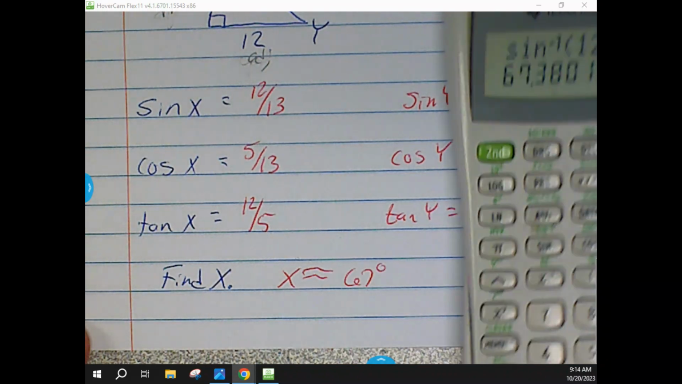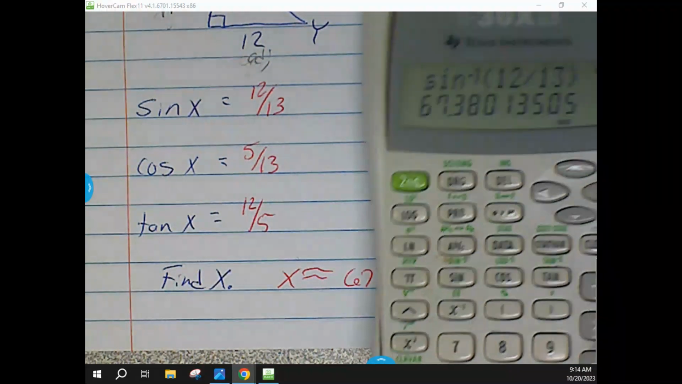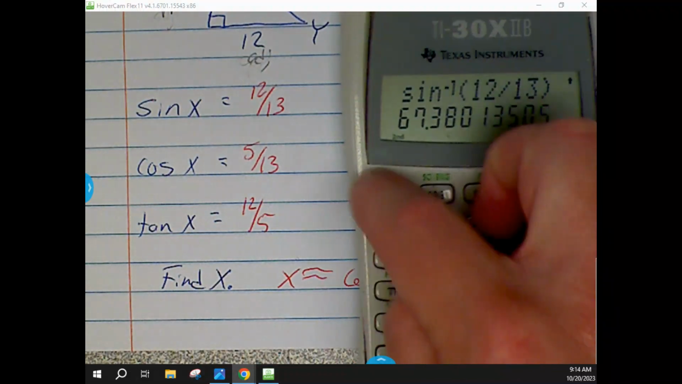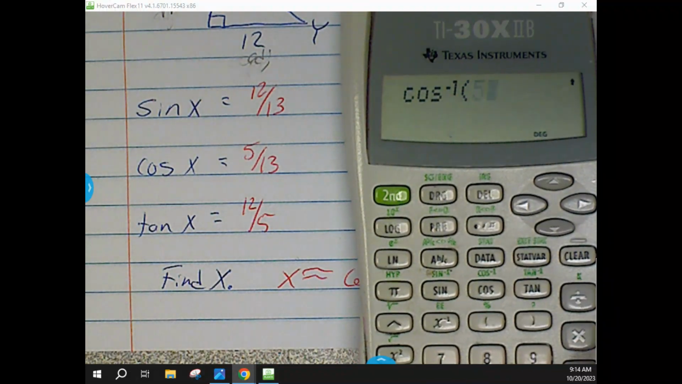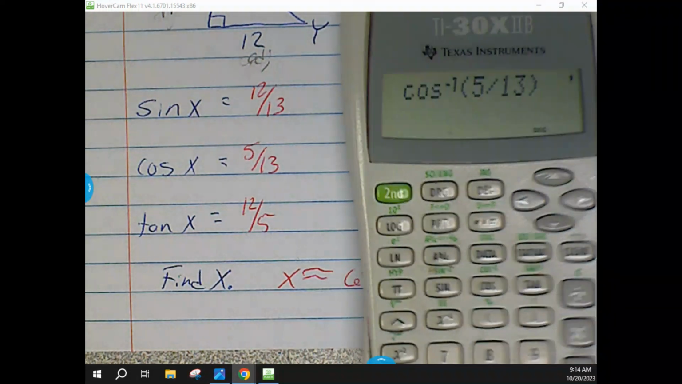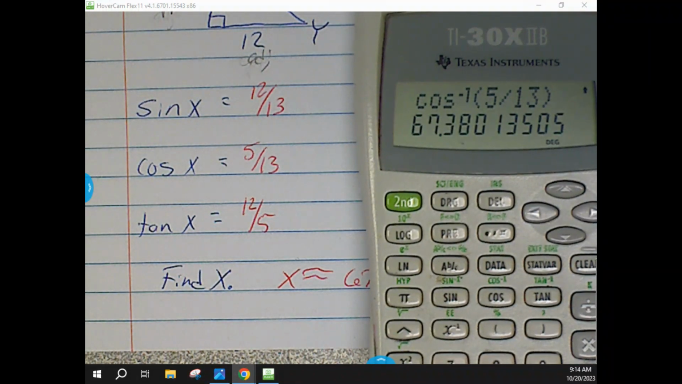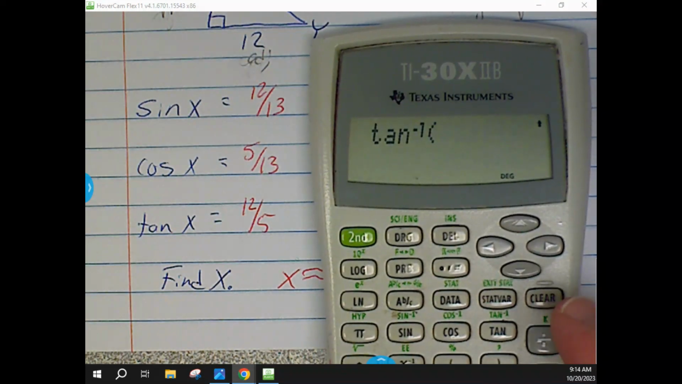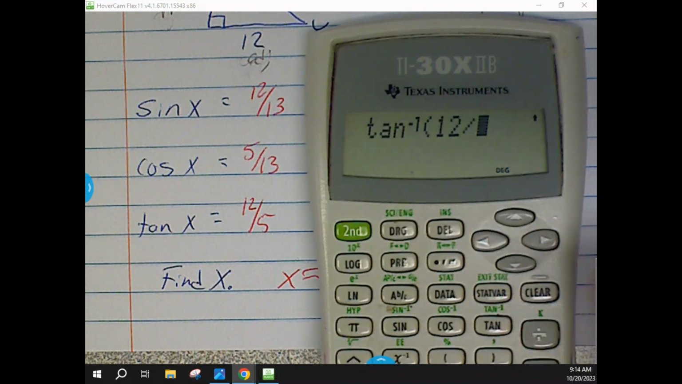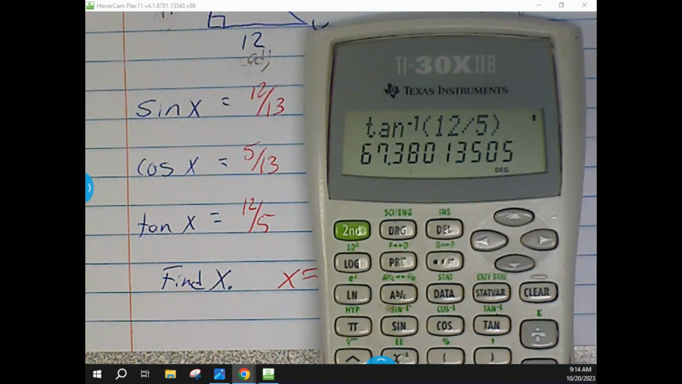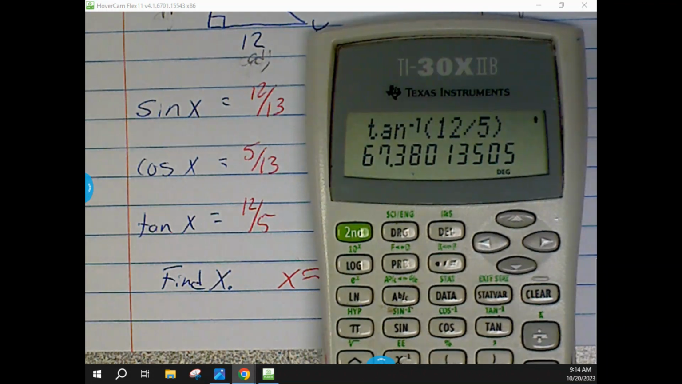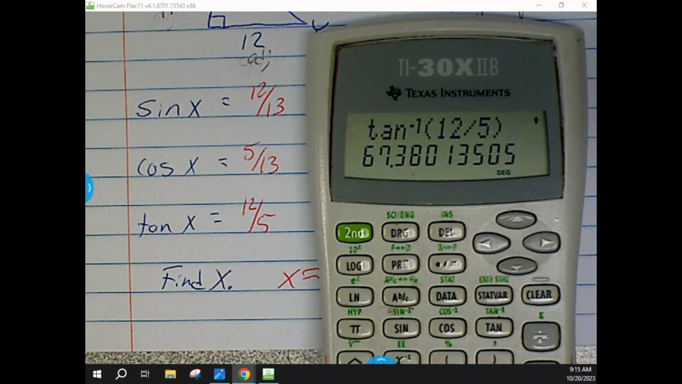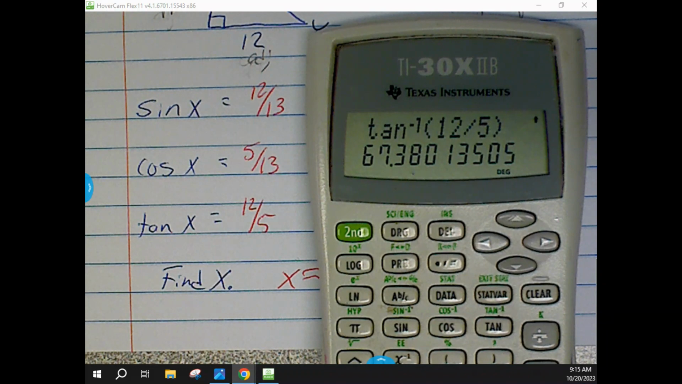And the good news is it does not matter which of these operations you go with. If you want to do cosine of x, if you do second and then cosine, and then do 5 divided by 13, you're still going to get 67. If you do tangent, do second and do tangent, and then do 12 divided by 5, you're still going to get 67. Because again, it's the ratio of the angles that you get, so it doesn't matter which one you do. It's always going to be the same answer because you're basically comparing the sides that are around an angle, so it's always going to be that exact same number.